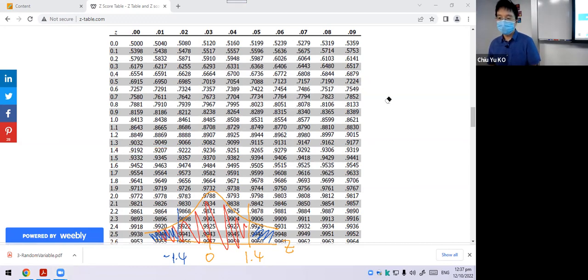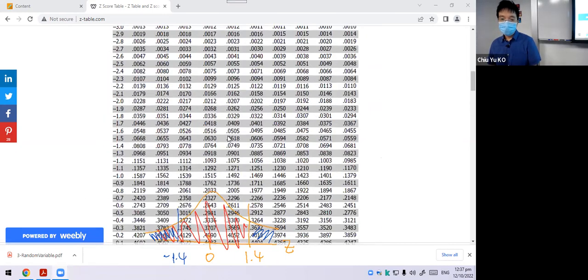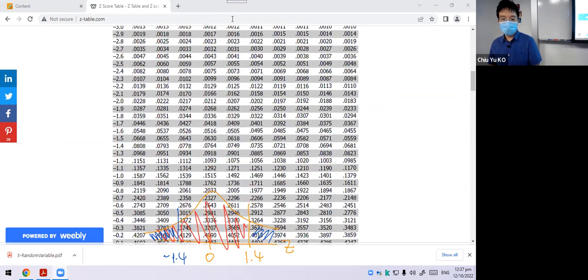And I will tell you how you can do the same using the negative value, in case you only have one table. Look at the same thing, but at negative 1.4, and that gives you the blue area, which is 0.808. Then 1 minus 0.808 will be the same as what we have seen. So either use the red or the blue, the same.